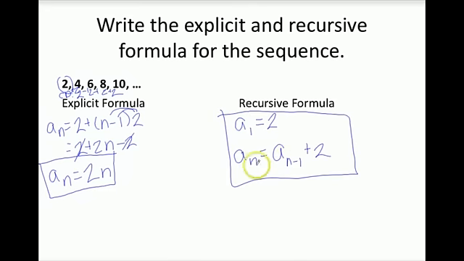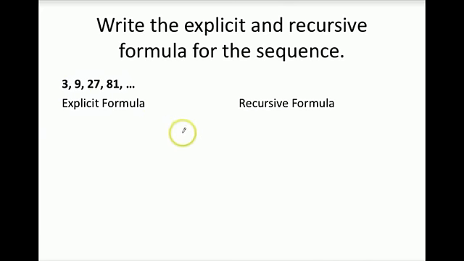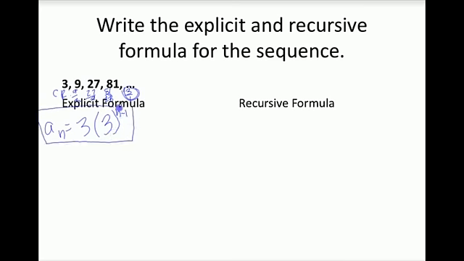All right, the next one we're going to take a look at is 3, 9, 27, 81. Here we can take a look at the explicit formula first. Here we have a common ratio of 9 over 3, 27 over 9, 81 over 27. Our common ratio is always 3 over 1, so it's geometric. So we can use the formula a sub n equals our first term, 3, times our common ratio, which is 3 over 1. But we can write it as 3 to the power of n minus 1. So that's our explicit formula.